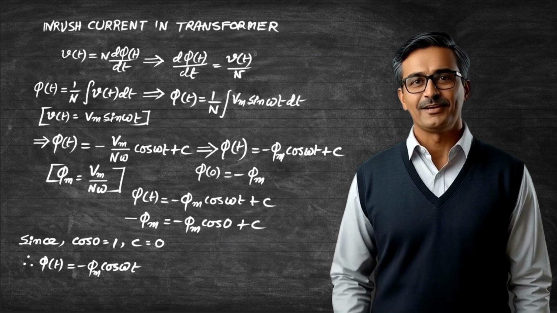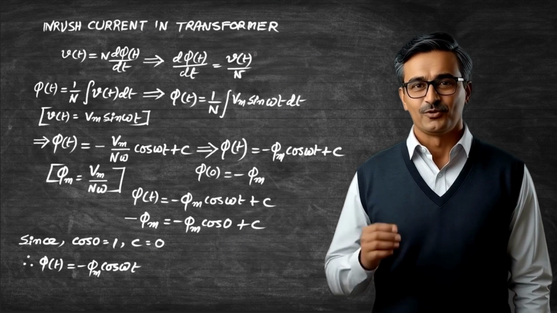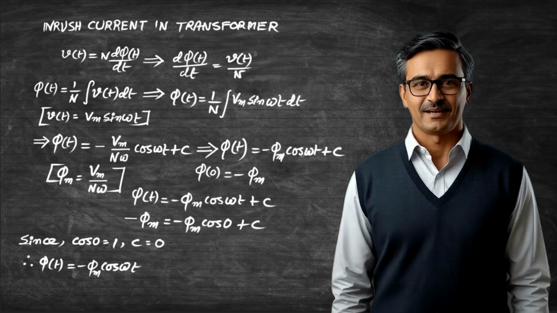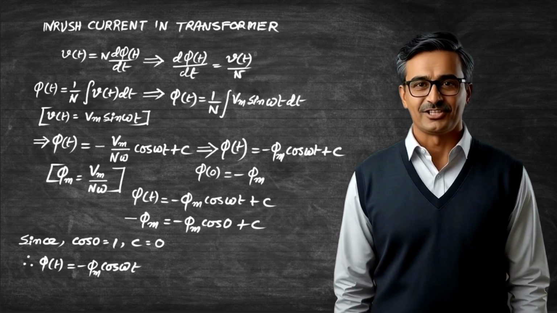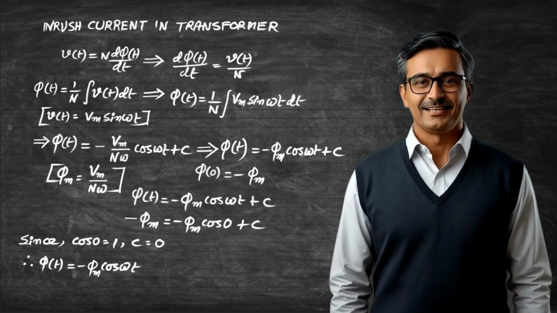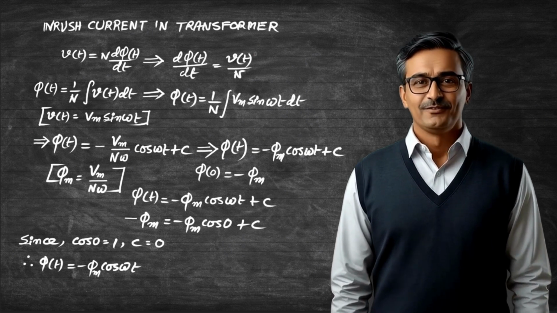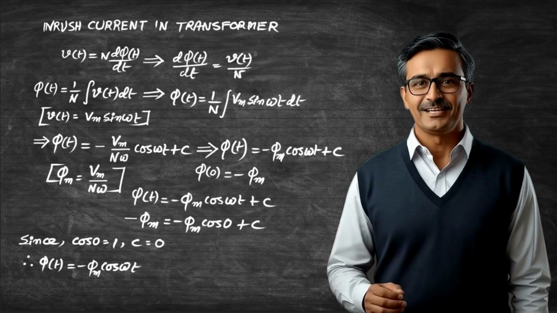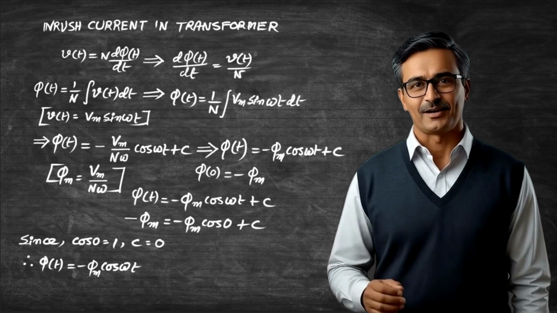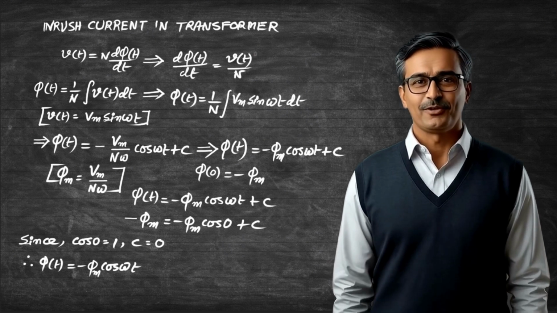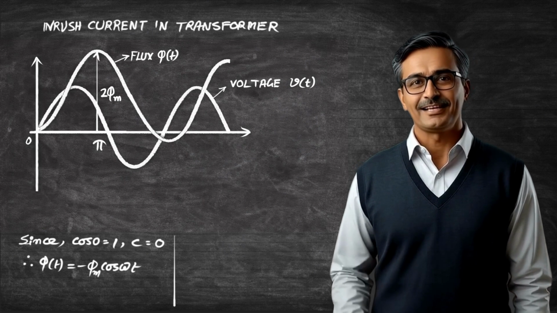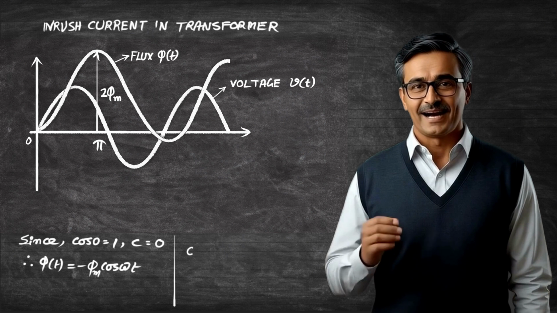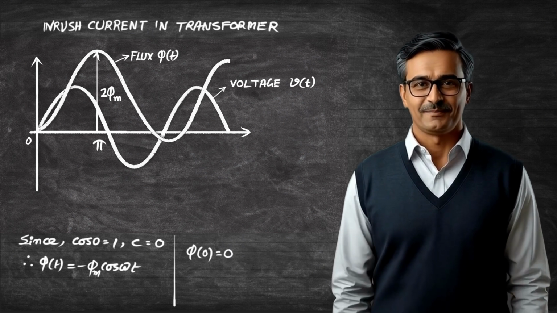Now, consider another situation. Suppose we are switching on a transformer whose core is initially not magnetized, and the voltage is applied exactly at the zero crossing of the voltage waveform. In that case, initially there is no flux present in the core. Therefore, both the voltage and the flux start from the same zero point of the waveform. Hence, the initial condition becomes φ(0) = 0.